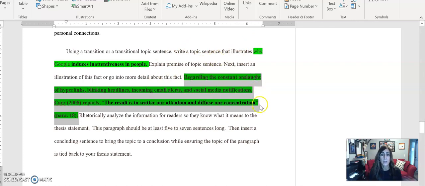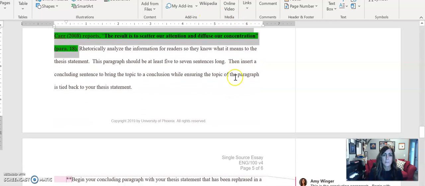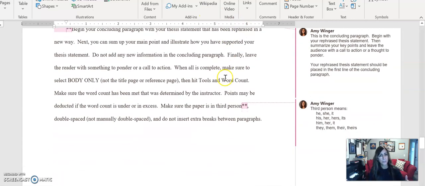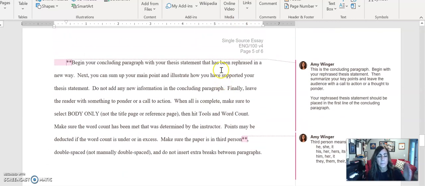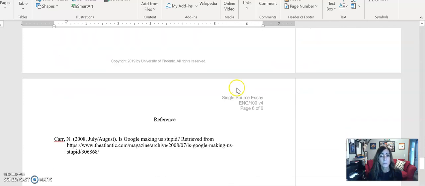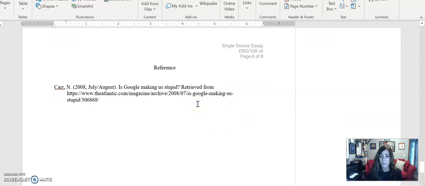In this case, I talk about how, regarding the constant onslaught of hyperlinks, blinking lights, incoming email alerts, and social media notifications, our attention is scattered at all times, and it diffuses our concentration. So that makes sense. And then I explain that. Then I'll transition into my concluding sentence and paragraph, where I will repeat my thesis statement and bring closure to the overall essay. Don't forget to also include your reference down below.